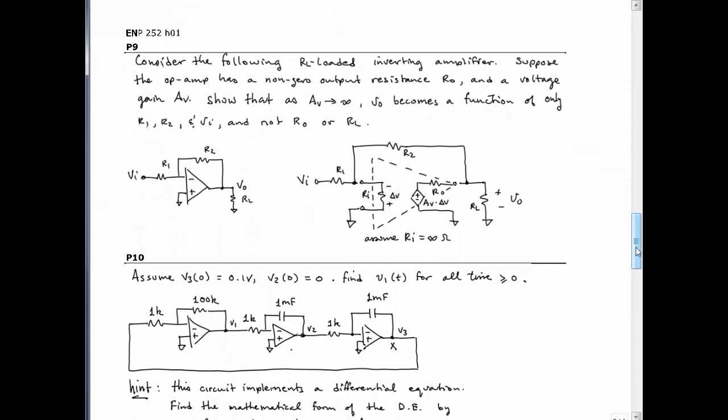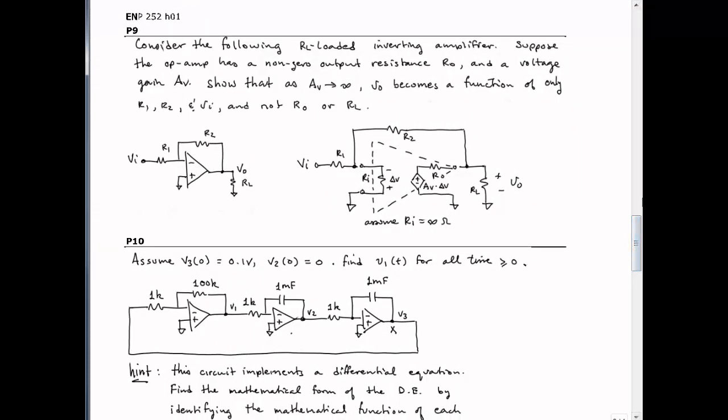Okay, problem 9 is a case where it's an inverting amplifier, and we've loaded it with RL.